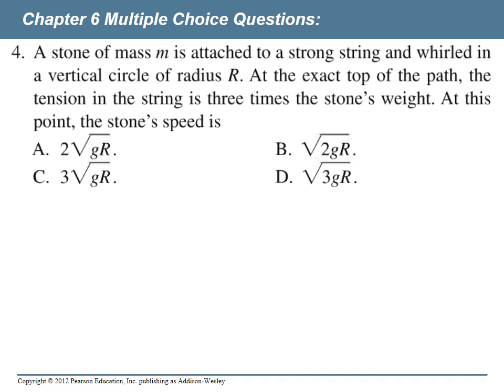So 4 mg is equal to the centripetal force. So that's mv squared over r. I'm sorry, I'm not writing this out on the screen. I'll do another video later, writing out this problem. But we have 4 mg is equal to mv squared over r.